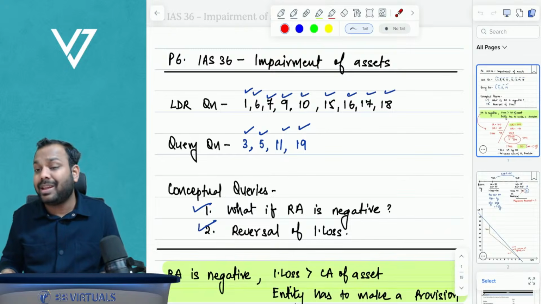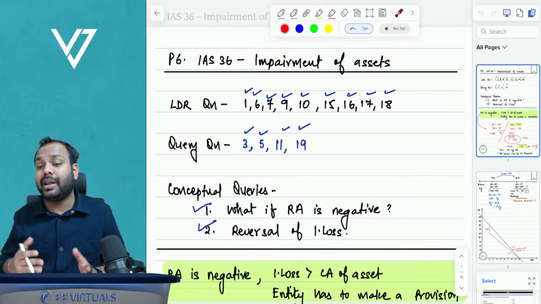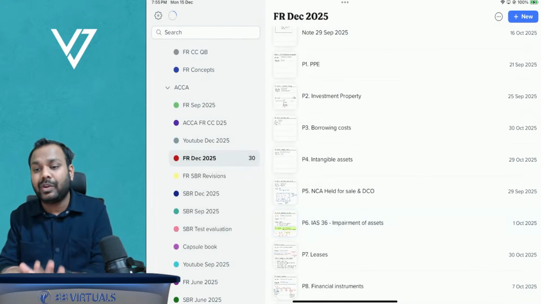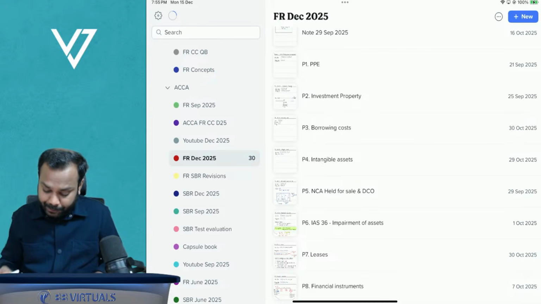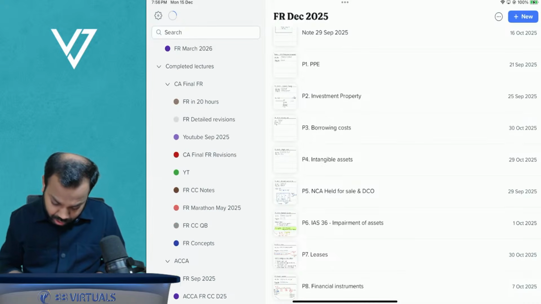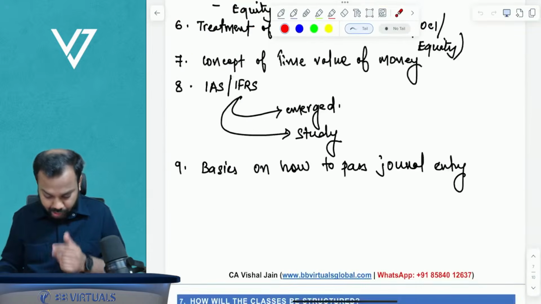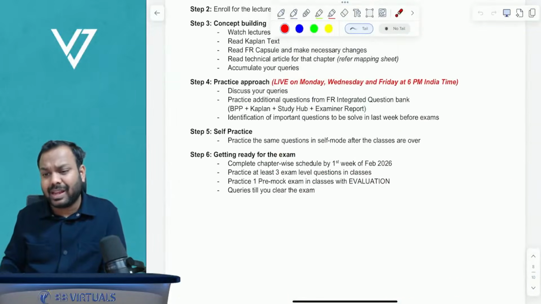So nothing remains apart from that. So this is the level of practice that we do in our lectures. Okay. Now moving back to March 26, orientation. So this is how we practice the chapters.